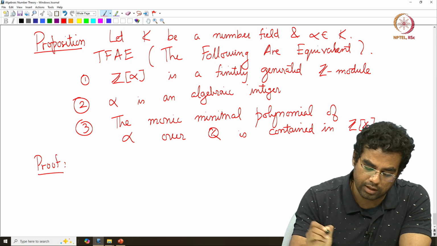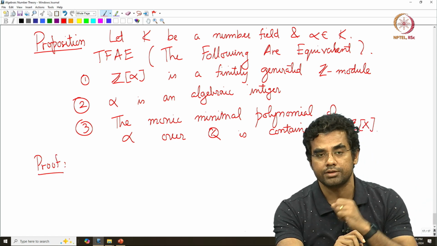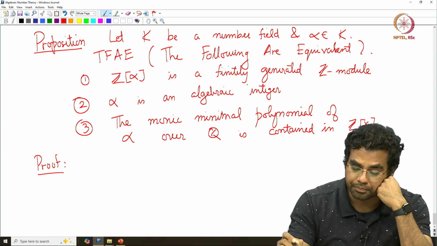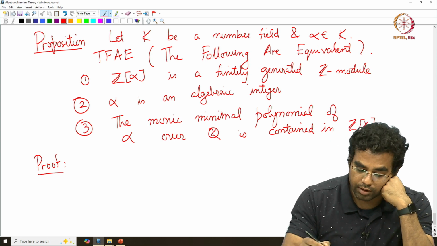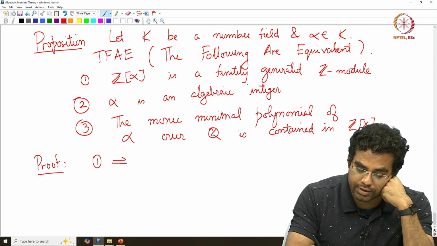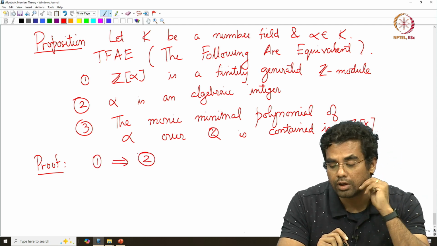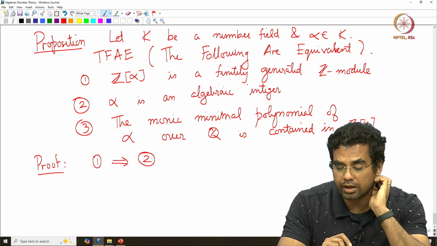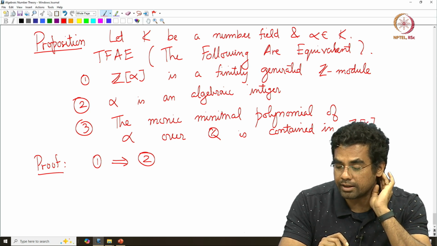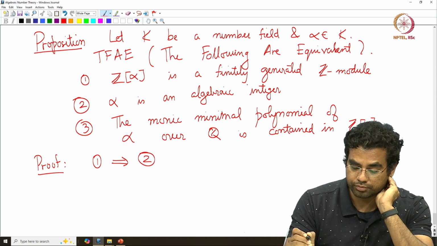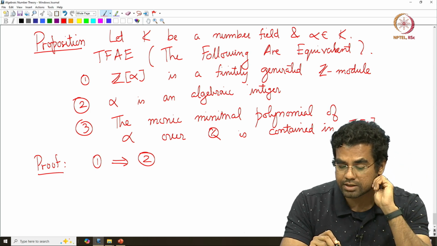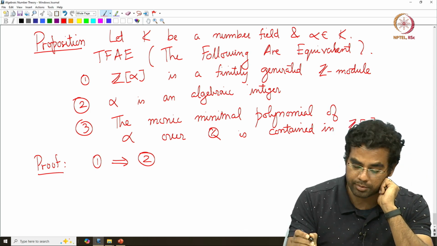So, we want to prove that these statements are equivalent. Again this is something that you may have seen in a course on field theory or in a course in algebra. Let me quickly try to prove this for you. I want to prove that 1 implies 2. What does statement 1 say? It says that Z[alpha] is a finitely generated Z-module.